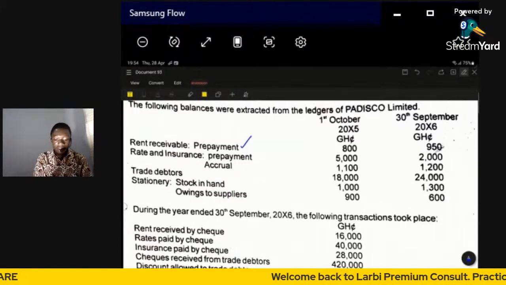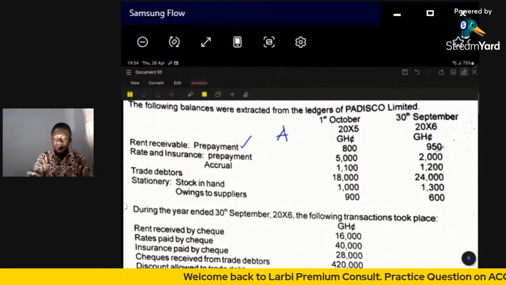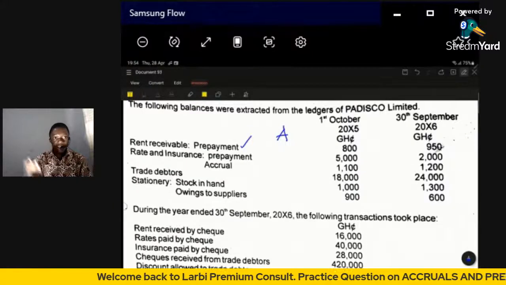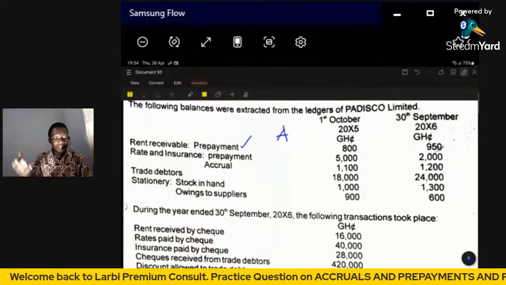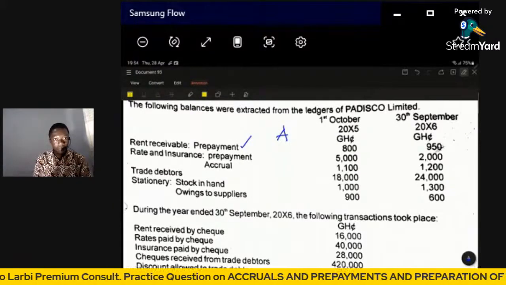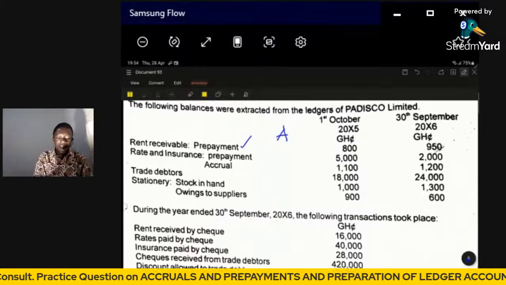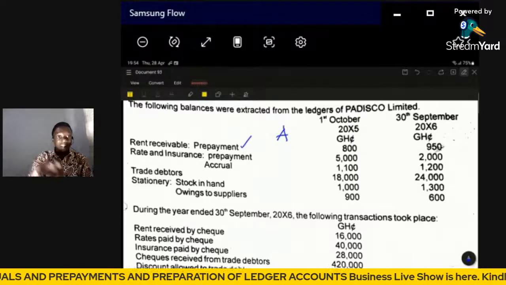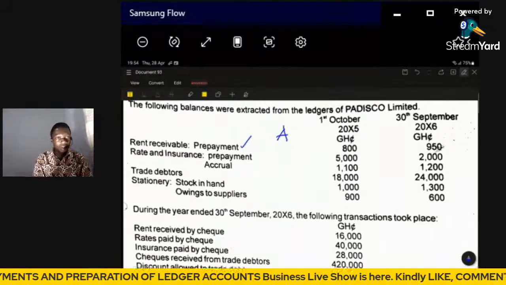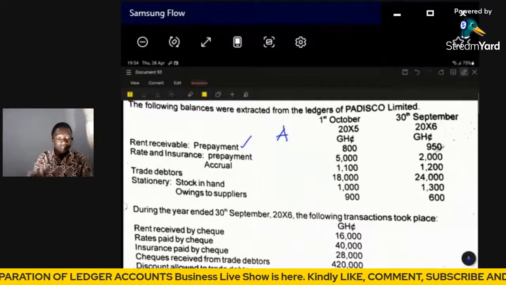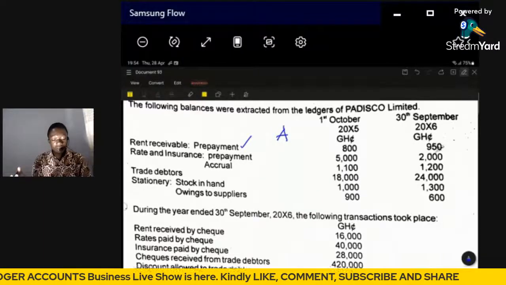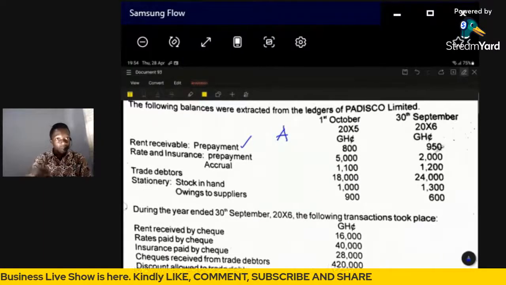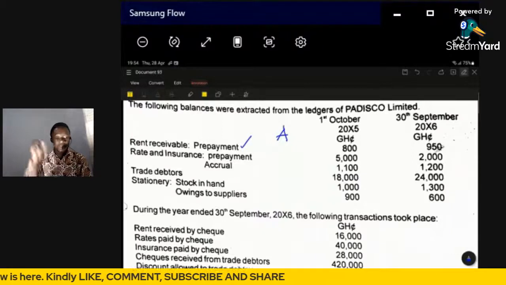So let's say Padisco Limited rents out whatever it is to, let's say, Party A. At the end of the day, Party A has made payment in advance. Tenant, you have made payments in advance, but you haven't come to occupy the space that Padisco has rented out to you, and you have made payment. That payment we call prepayment.